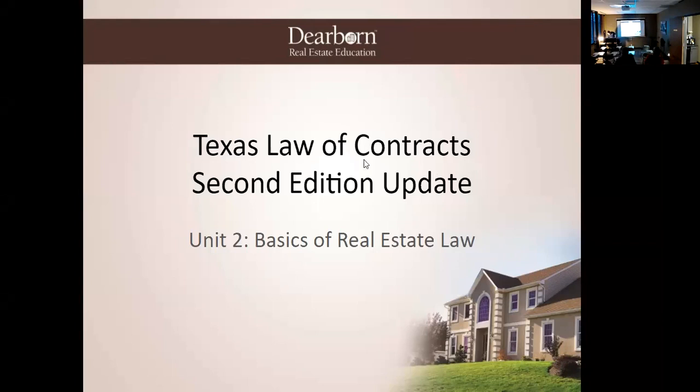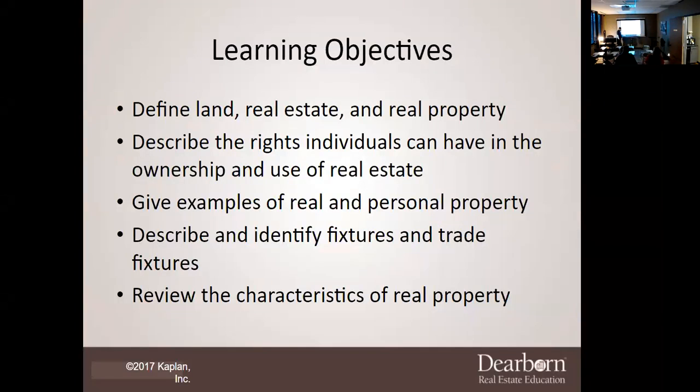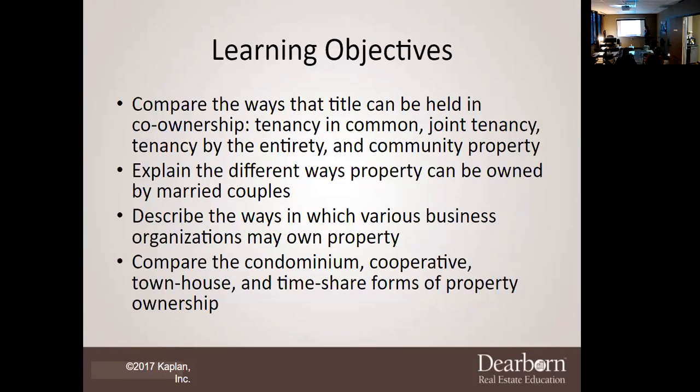The first thing we want to start off with is our learning objectives tonight. We're going to be talking about the differences between land, real estate, and real property. We're also going to describe the rights that individuals can have in the ownership and the use of real estate. We'll also give some examples, and you all will also give examples of real and personal property. And we'll describe and identify fixtures and trade fixtures. Lastly, we'll review the characteristics of real property as well.